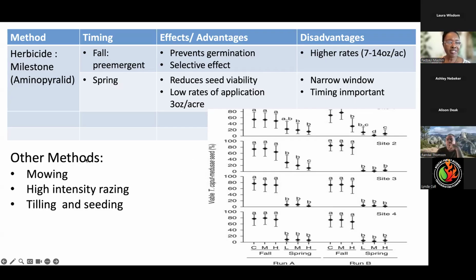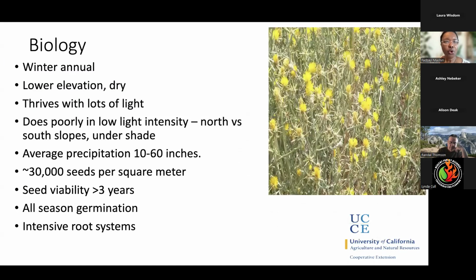And then here I'm just highlighting other tools that can be used, especially mowing in small acres, or high intensity grazing. High intensity grazing is really useful when the Medusahead is still at the younger stages, when it's still palatable. And you can also till and seed.